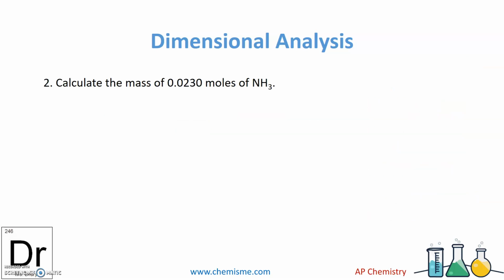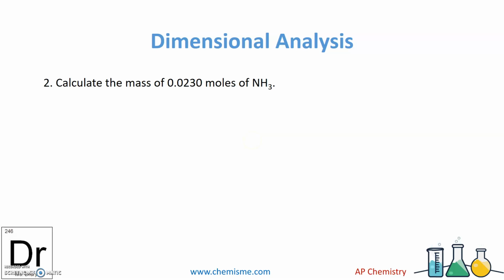Calculate a mass of 0.023 moles of what we call ammonia or floor cleaner, NH3. So again, some people know that they can just multiply these moles by how much NH3 weighs on the reference table, and they'll be done. But that won't show us how to do dimensional analysis for harder questions in the future.